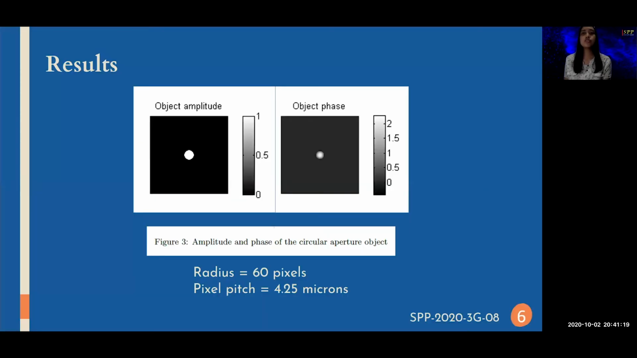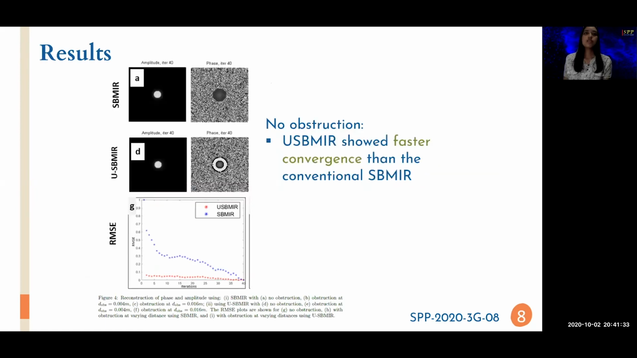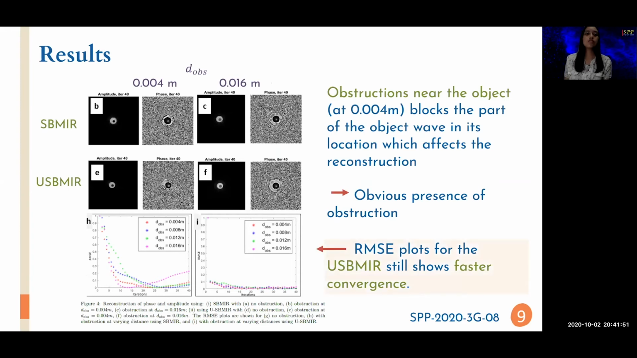In the simulations, we use an aperture object with a spherical face, and the obstruction is an amplitude type object. In this figure, the results show the reconstruction with obstruction at varying distances. So with no obstruction, USB mirror showed faster convergence than the conventional SB mirror. And obstructions near the object block part of the object wave in its location, so it affects the reconstruction. So we see the obvious presence of obstruction, and still the USB mirror has faster convergence.